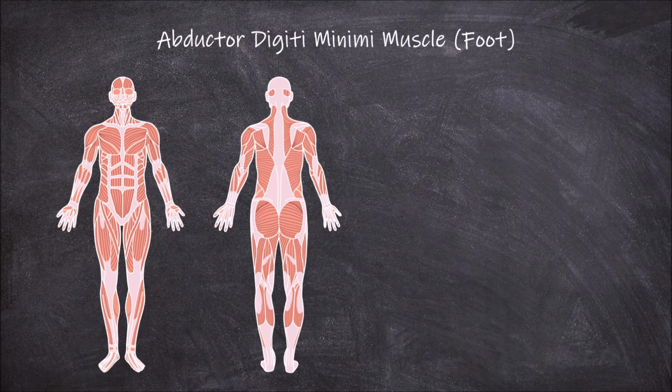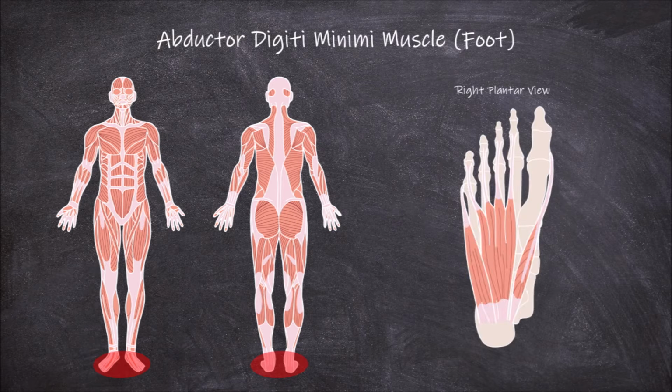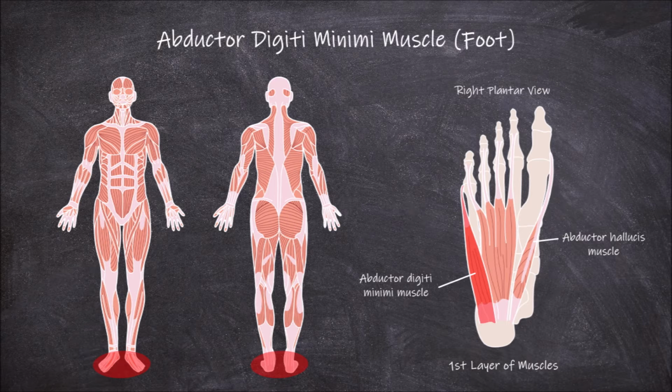Firstly, where is this muscle located? The Abductor Digiti Minimi muscle of the foot is found on the lateral side of each foot. To get a closer look at this muscle, we need to look at the plantar view of the right foot. This muscle is located in the first layer of plantar muscles. It can be seen here highlighted in red on the lateral side of the foot. The other muscles located in the first layer are the abductor hallucis muscle and the flexor digitorum brevis muscle.